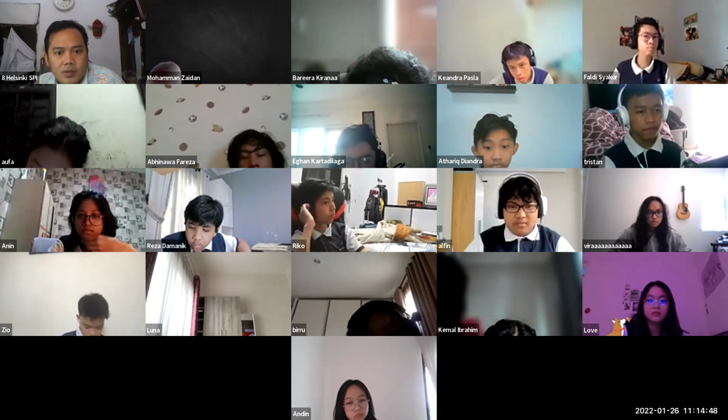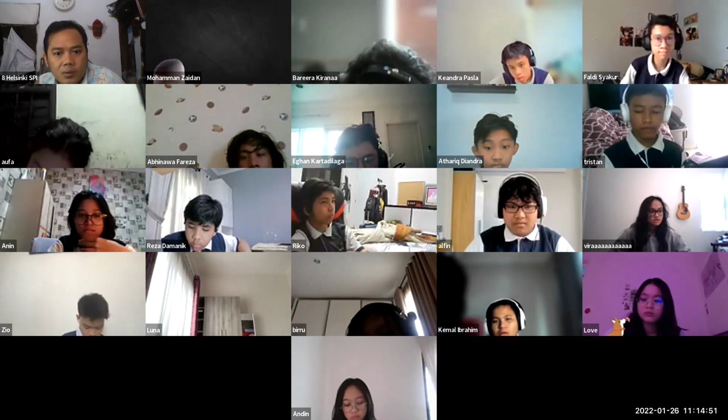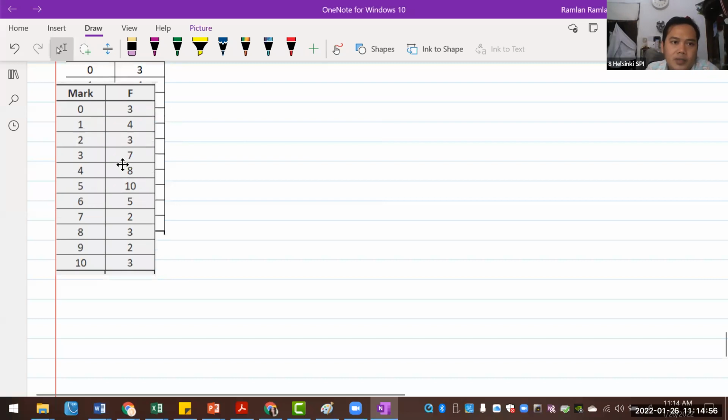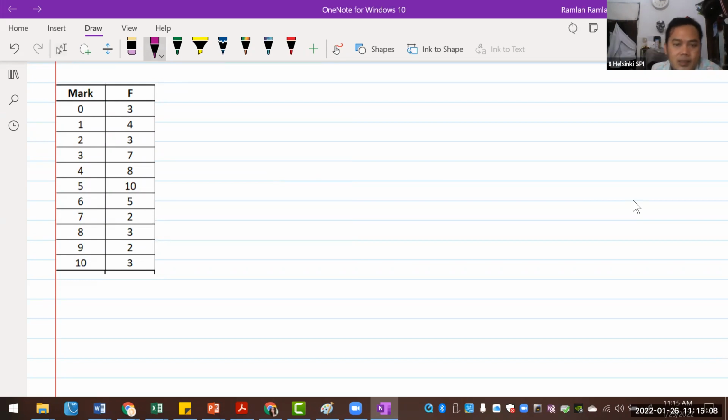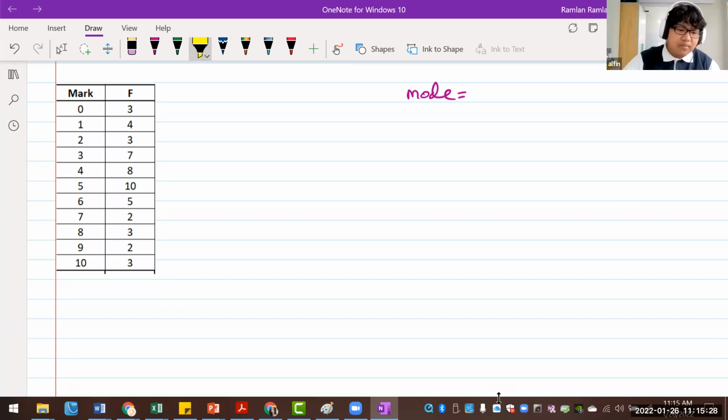Okay, here we go. I'm gonna share screen again. Okay, I have another table here, and again, we're going to calculate the mean, median, mode, and then the lower and the upper quartiles. So let's start from the easiest part, which is the mode. Again, the mode is the value in which we have the highest frequency, okay? I'm going to start from Alvin. Alvin, what do you think is the mode?